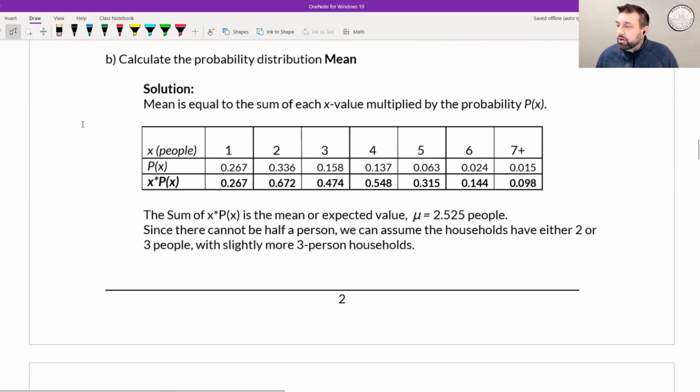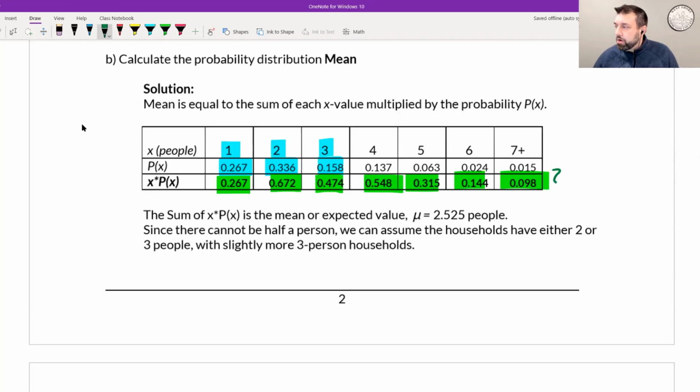And that's exactly what we do right here. If you take the value 1 and its probability as a decimal and multiply those together, you get this. Then you do the same thing for every outcome. 2 times 0.336 gives you this. 3 times 0.158 gives you this, and this, and this, and this, and this. Then you add up all the green values, and when you get done adding them all up, that is the mean or the expected value. Based on this probability distribution, we'd expect the average household to have 2.525 people.